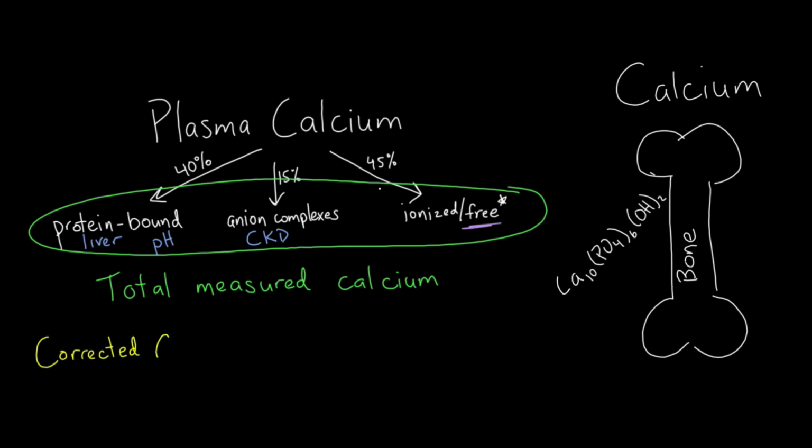We use a very simple formula that takes the albumin into account, giving us an adjusted total calcium. Rarely, checking an ionized calcium may be necessary to exclude any factors that may mislead our total adjusted calcium value.